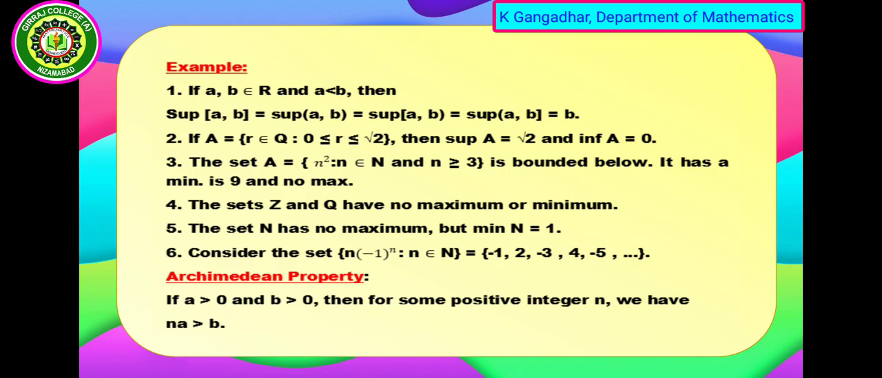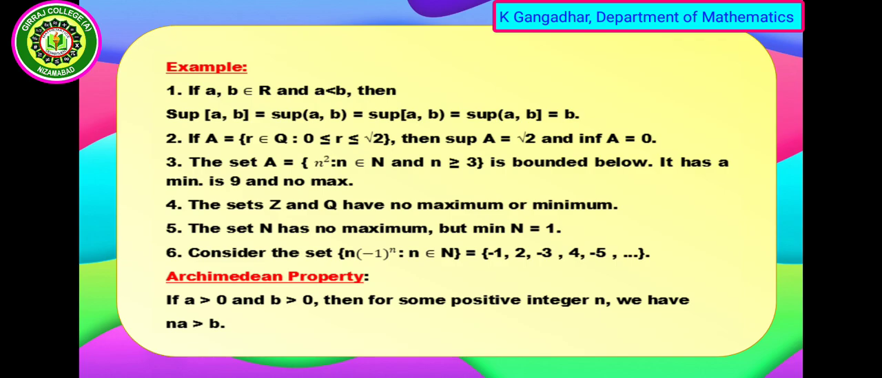Next example: the sets of integers and rational numbers have no maximum or minimum. Suppose we take the set of all integers Z. Its elements are 0, plus 1, minus 1, plus 2, minus 2, and so on. The numbers go from minus infinity to plus infinity, so the least value is minus infinity and the highest value is plus infinity, which means the supremum and infimum do not exist. So we say there is no maximum and no minimum.